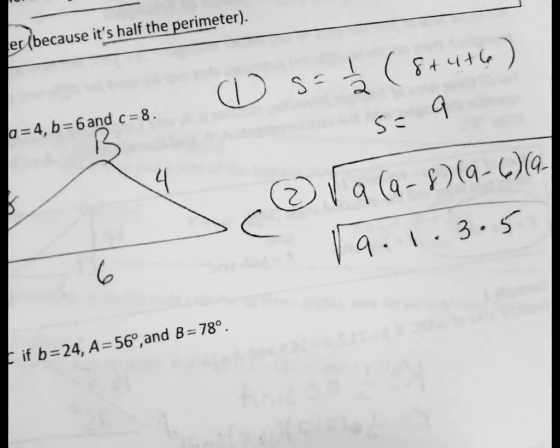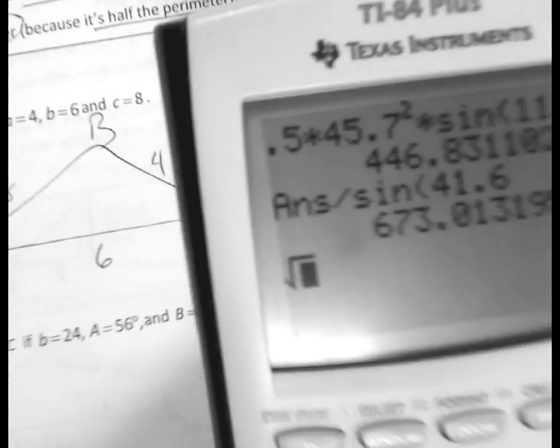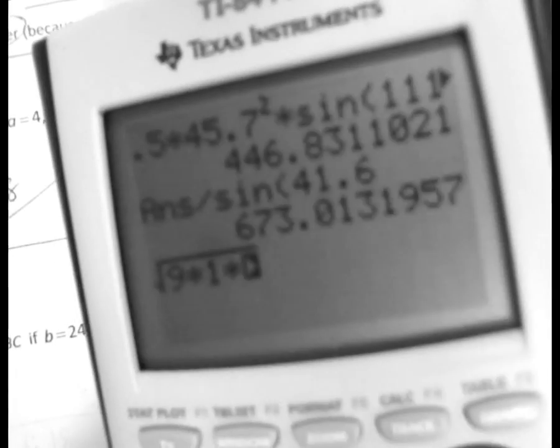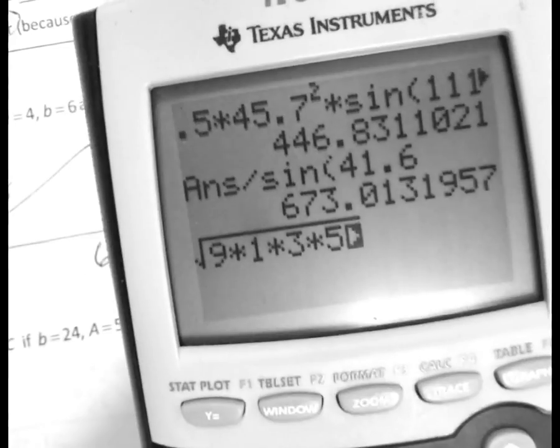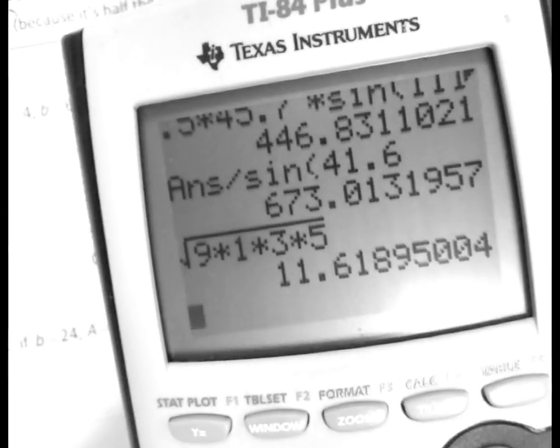Are you typing that? 9 times 1? Yes. Okay. So we have square root of 9 times 1 times 3 times 5. Answer, 11.6. Units squared.